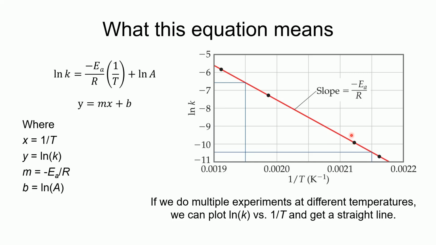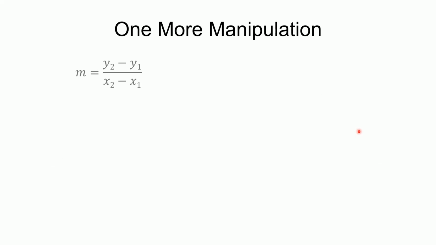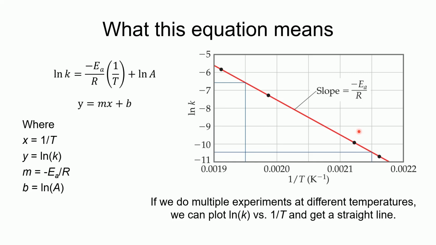Now, you probably remember way back in algebra the formula for the slope. Usually we use the letter m for the slope. The formula for slope is y2 minus y1 over x2 minus x1, and that's equal to m. Going back to that previous page, the value of x is equal to 1 over T, the value of y is the natural log of k, and the value of m, the slope, is equal to negative EA over R.